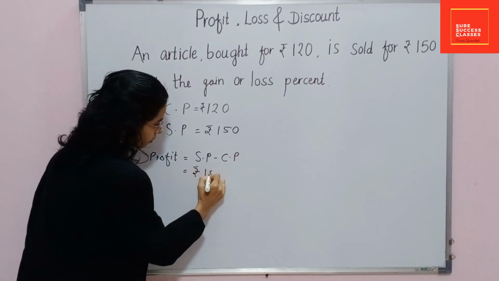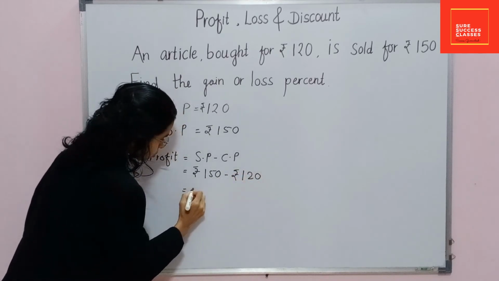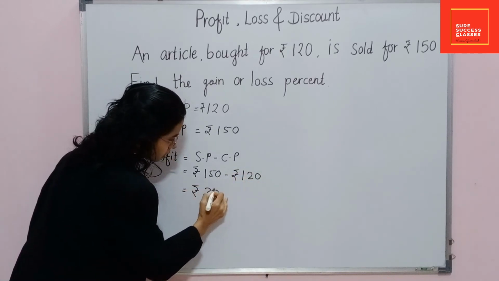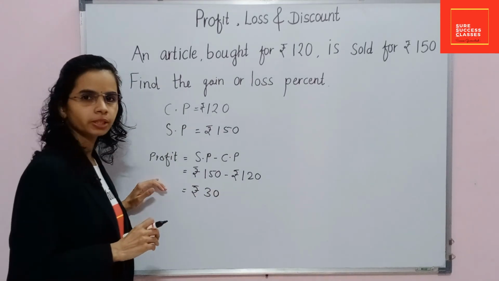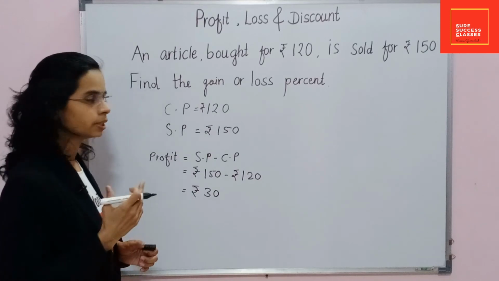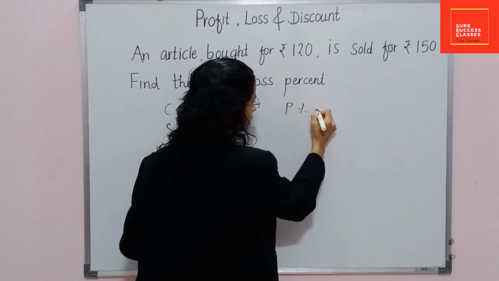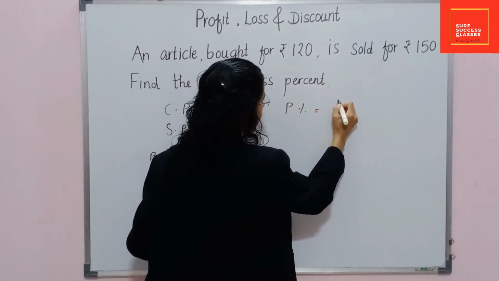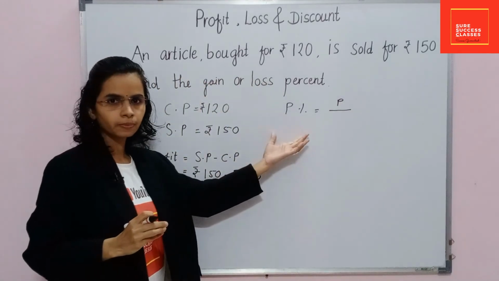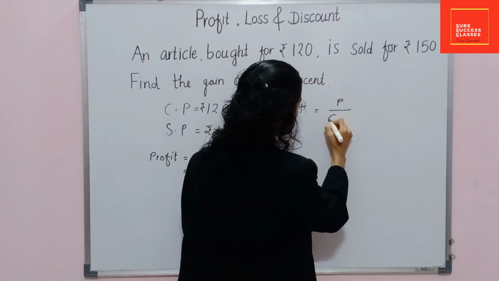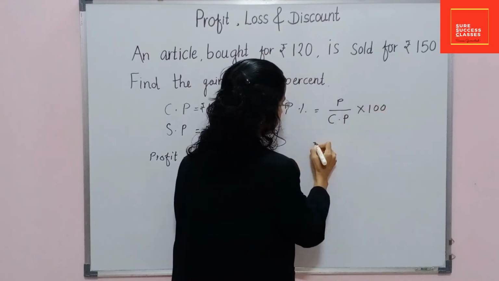Rupees 150 minus rupees 120. So 30 rupees is our profit. We have to find out this profit in terms of percentage. So let's go for it. We know the formula to find out profit percent. It is profit divided by, on which price do we find profit? Yes, it is always on cost price, multiplied by 100.